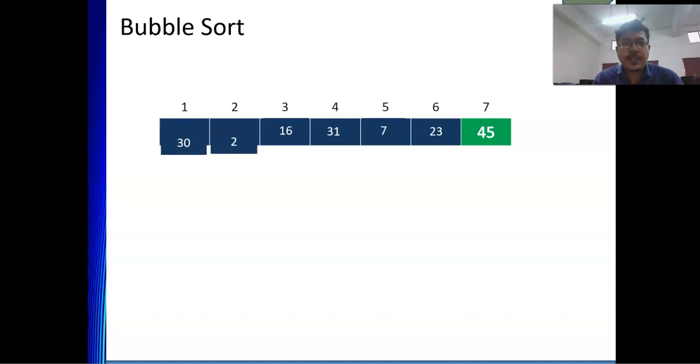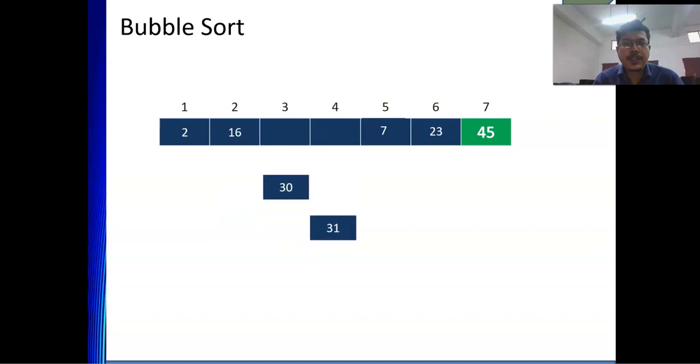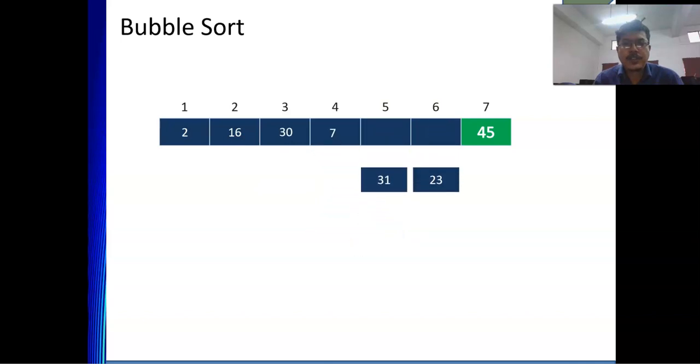Now similarly I will do 30 greater than 2? Yes, swap. 30 greater than 16? Yes, swap. 30 greater than 31? No. Now 31 greater than 7? Yes, swap. 31 greater than 23? Yes. So we got 31 at the end now.